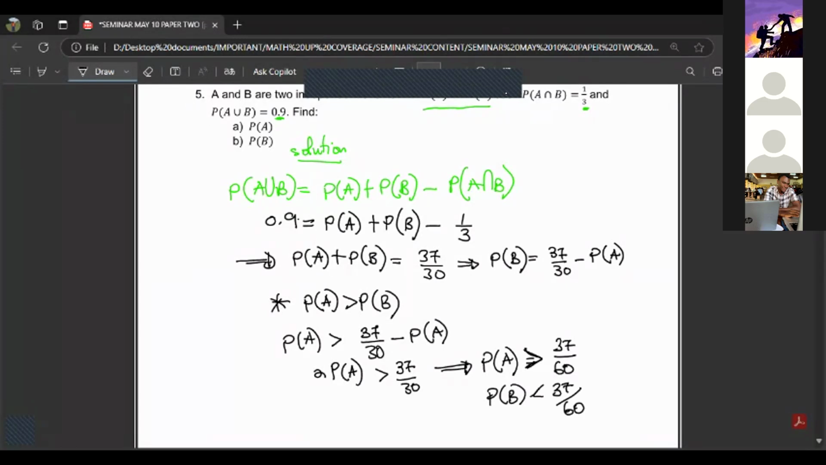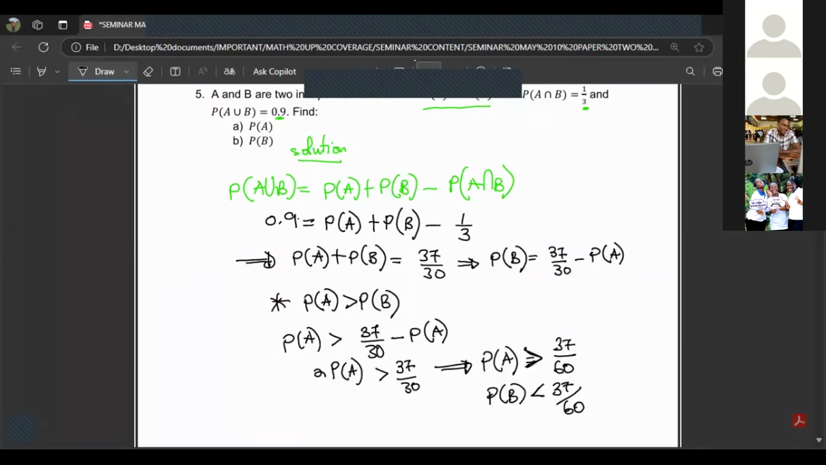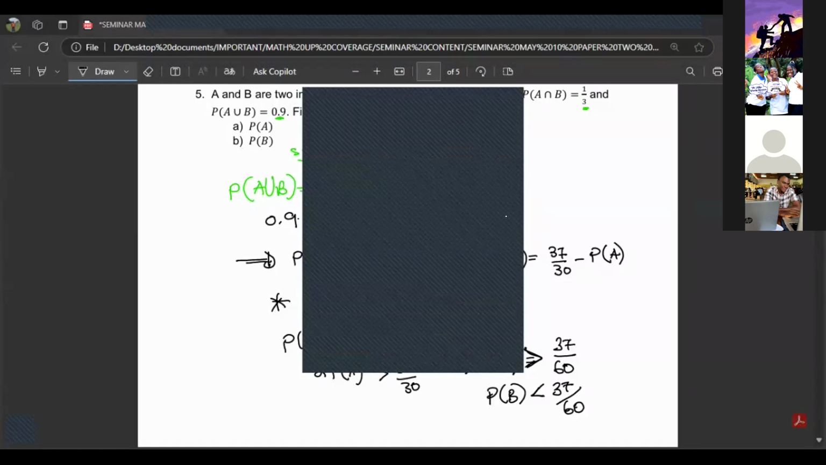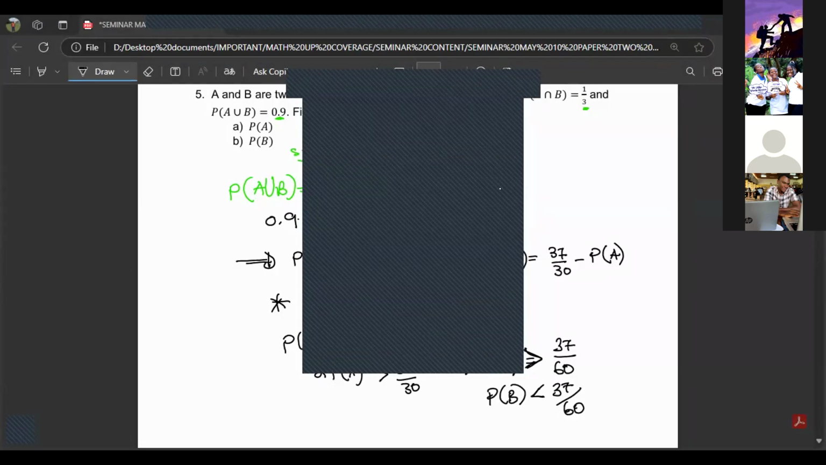So from the conditions we have, or from the question, this is the best way you could go about that. You're not exactly giving the value, but you're giving the range where the probability of A must lie and the probability of B must lie as well. Are there any questions on that? Yes, Paul.